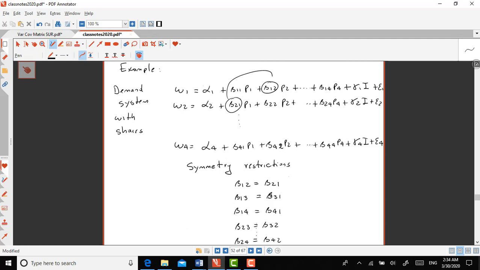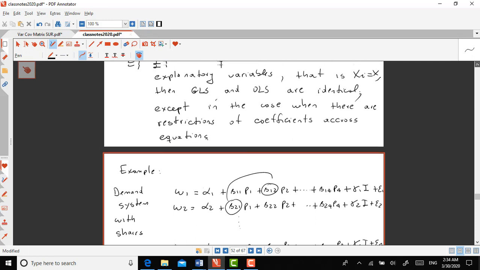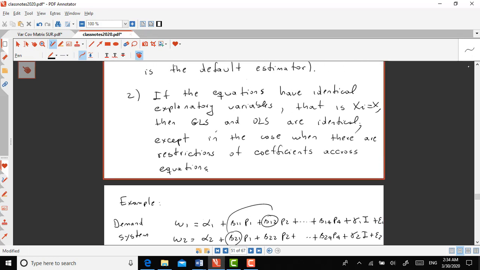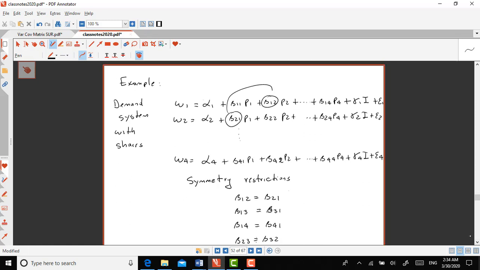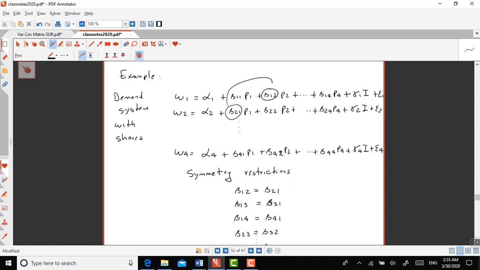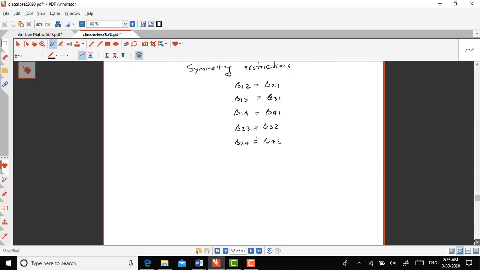Okay, so that's the case where I was saying that even though the equations have identical explanatory variables, since the coefficients are restricted to be similar across the different equations, then there is a gain of efficiency. There are efficiencies to be gained. So that's what I mean here. This is a very relevant example, and actually we will be using these demand systems as an example in our lab.